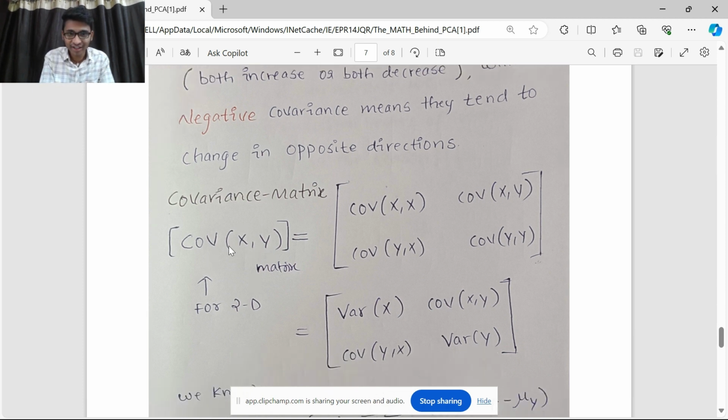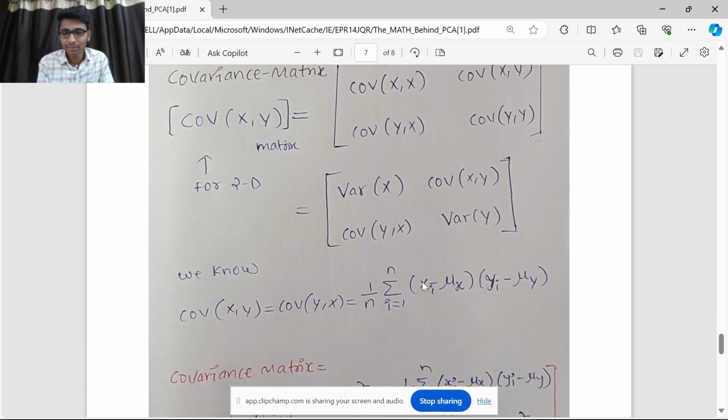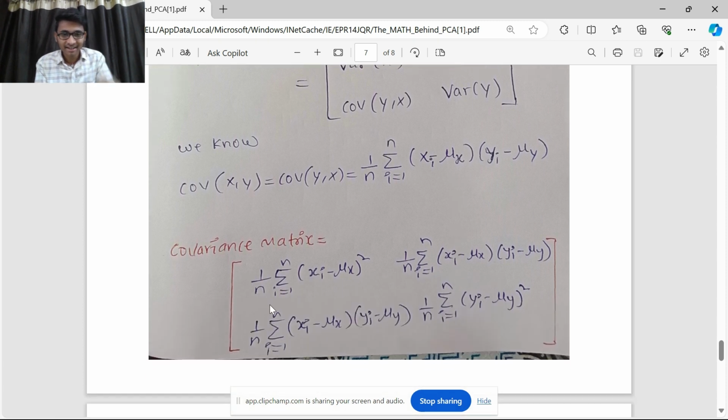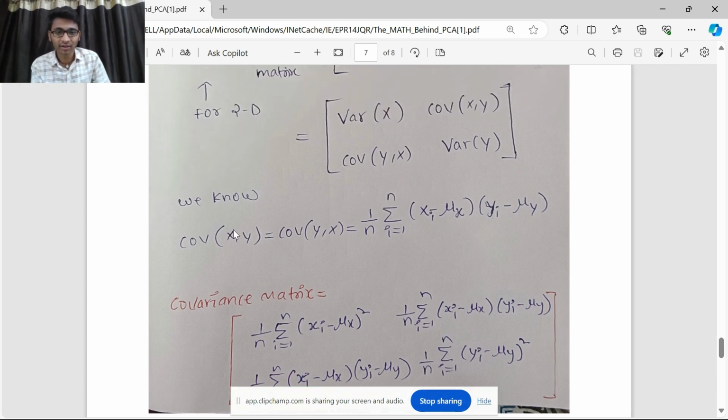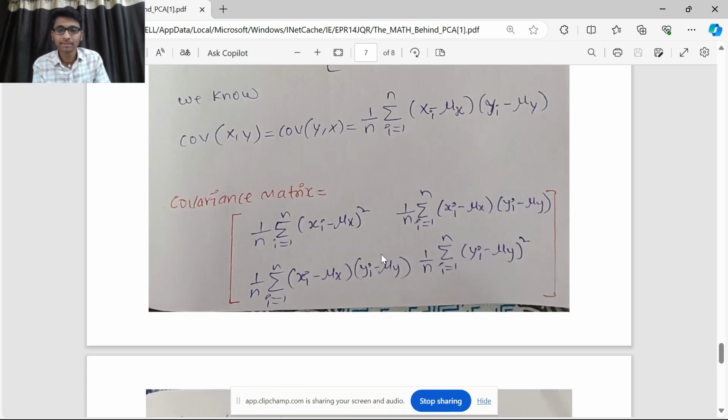Let's see, the covariance matrix is computed like this, it is written like this. And covariance of x comma x is nothing but the variance of x, and this is also the variance of x. And the covariance will be written like this. And the covariance matrix will come out to be 1 by n, the sum of xi minus mu x whole square. And this will be like this because I have just written this part here, this part here. These two will be the same. It is symmetric. The covariance matrix is a symmetric matrix. Understand it.